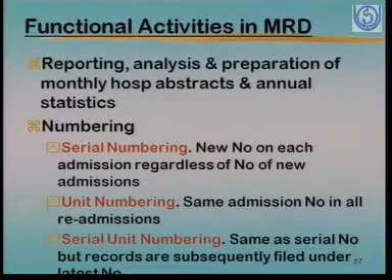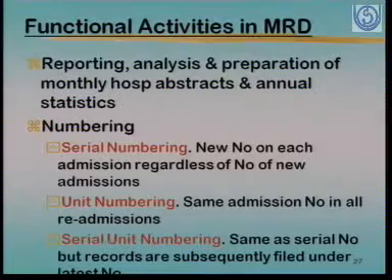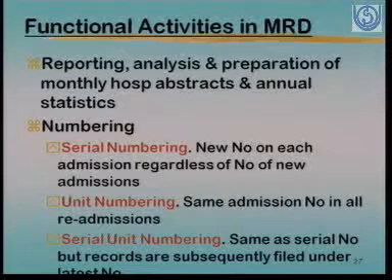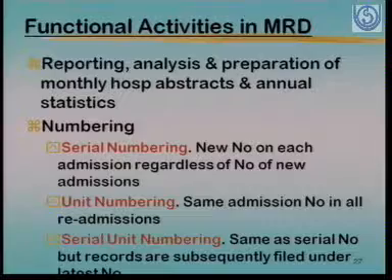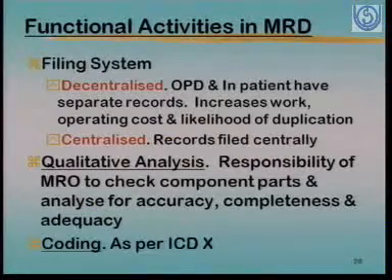Functional activities in the medical record department. Well, there is something called numbering. It could be serial numbering, unit numbering, or serial unit numbering. It could be a mixed method. If your calendar year starts in January or April, you can start from that year, numbering 1, 2, 3, 4, 5. You can have an alphanumeric system. You can have a unit system, where the different units have different codification. So either way, you can start that.